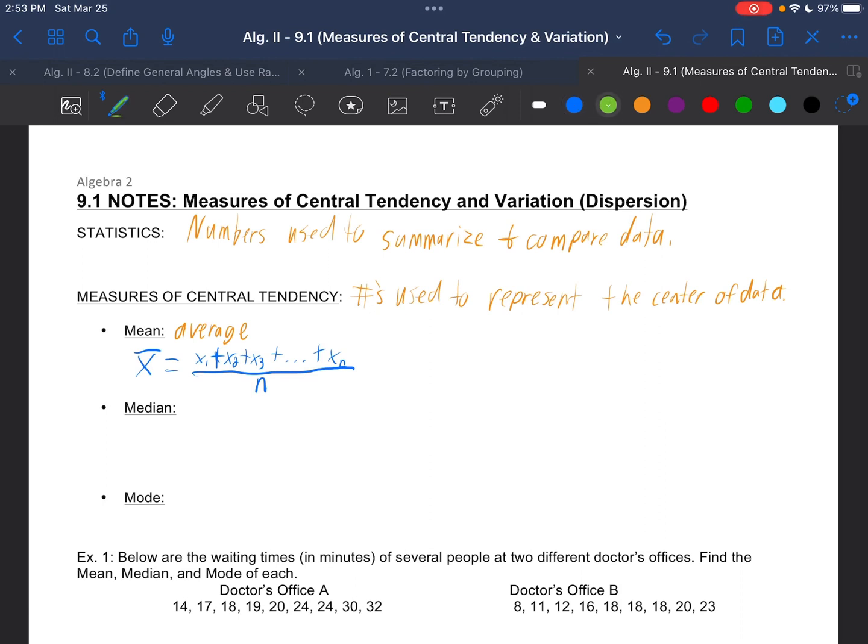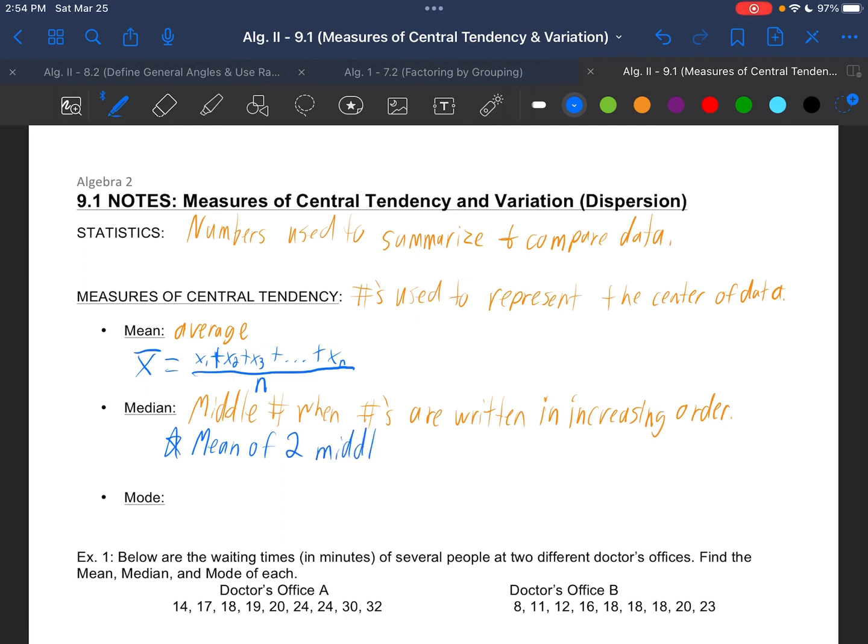The median is the middle number when all the numbers are written in increasing order, aka least to greatest. And I want to note that sometimes if there are two middle numbers, you'll need to find the mean of those two middle numbers. So I'll say that's when necessary.